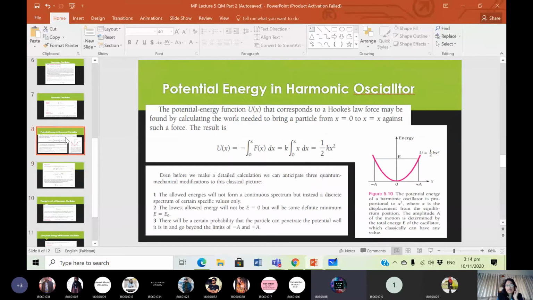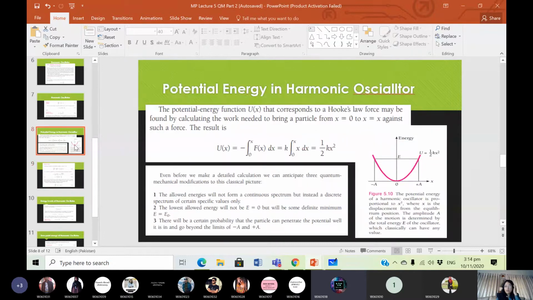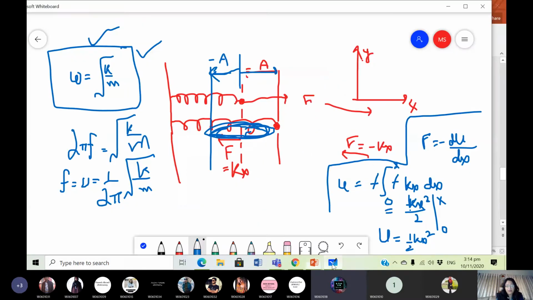So according to quantum mechanics, we will not get a continuous range of values. Basically, this is the potential energy. This is not the energy of the particle. The energy of the particle is what we want to find here. So basically what we're doing here is that the Schrodinger equation is what we want to solve, and here we're going to use the potential energy half kx squared. So how can we write the Schrodinger equation?